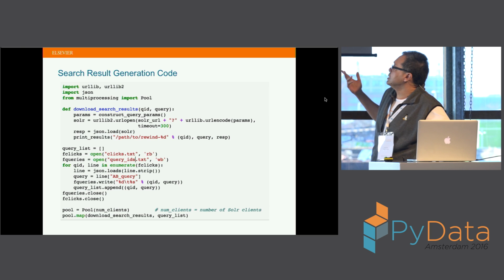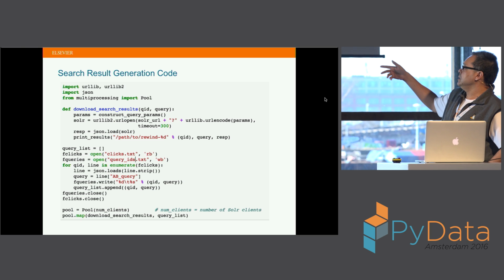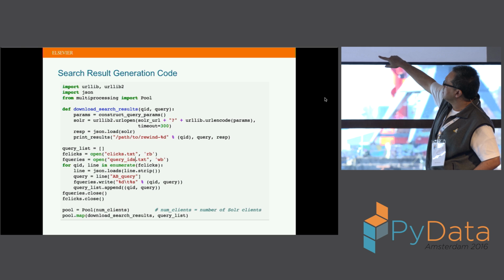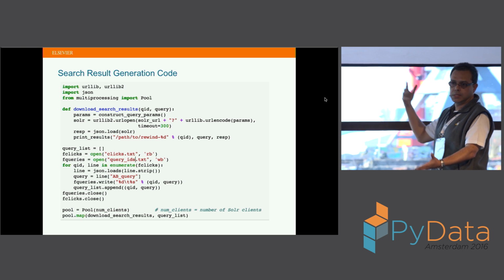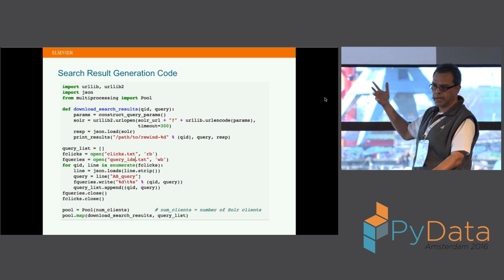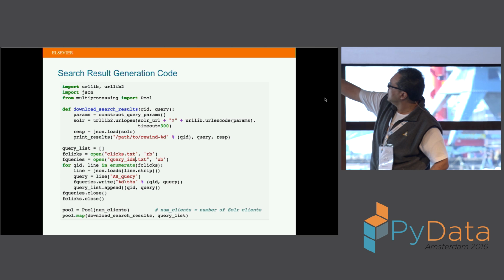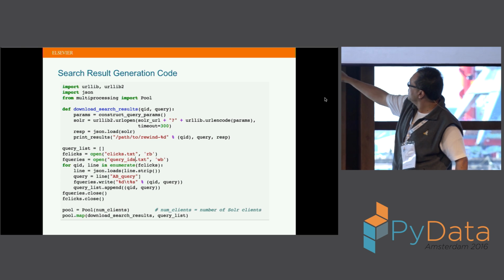So I'm going to show you some code, mainly just to show you how easy it is to do the multiprocessing. Essentially, it's the last two lines here. The num clients is the number of processes that I spawned, essentially Solr clients, in order to grab the search results. And then against the pool object, the multiprocessing pool object, I run a map with two things.